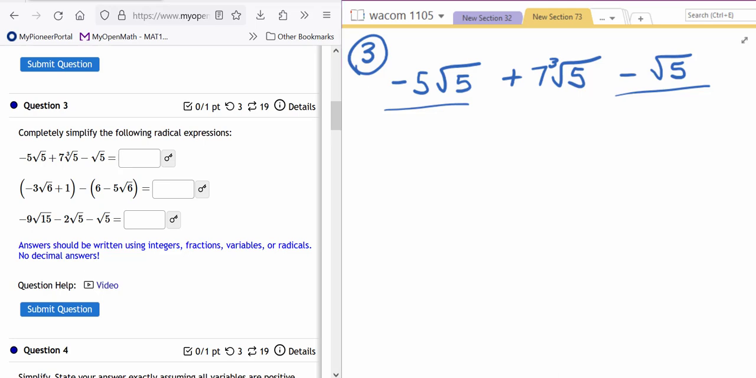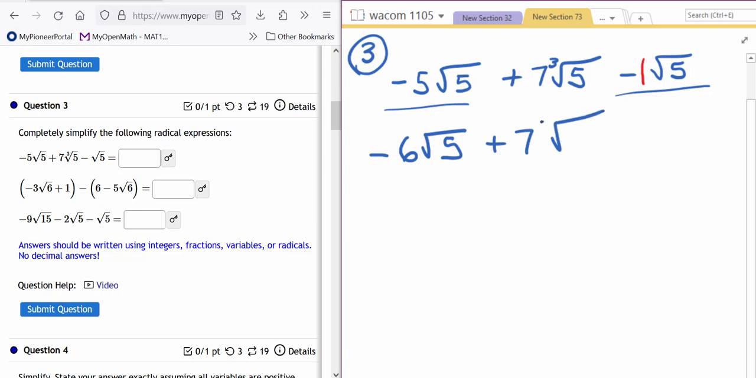So remember, if you don't see a number in front, it's a 1. So this is negative 5 plus negative 1. So we get a negative 6 times the square root of 5. And this is just going to stay 7 times the cube root of 5.